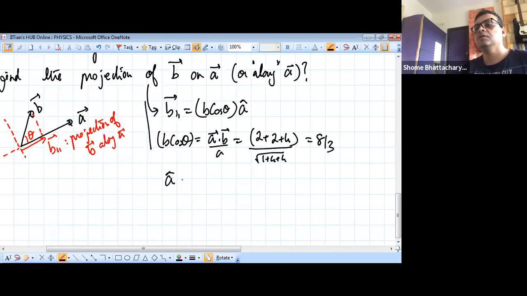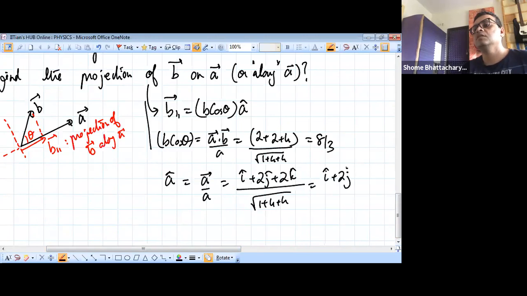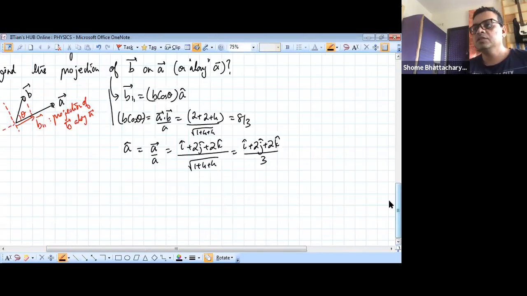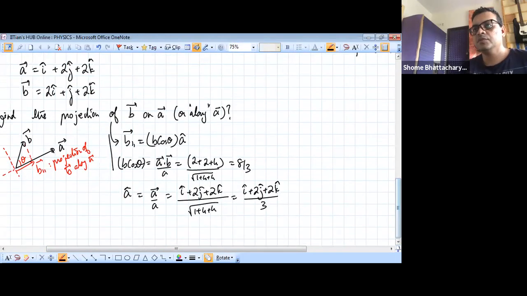And E cap is equal to vector E divided by mod A. So that is I cap plus 2j cap plus 2k cap divided by square root of 1 plus 4 plus 4. So it is I cap plus 2j cap plus 2k cap divided by 3. Okay. So let's just verify this with the data given in the question. Okay. Yeah, so that's that.